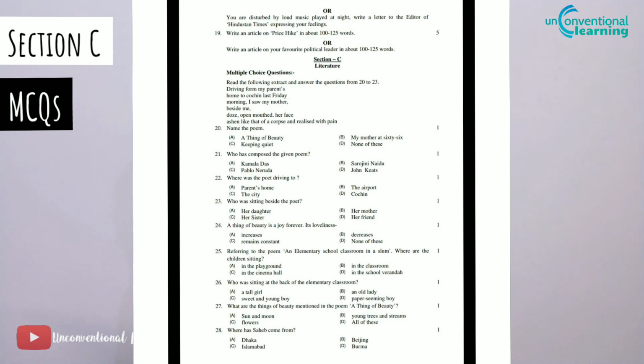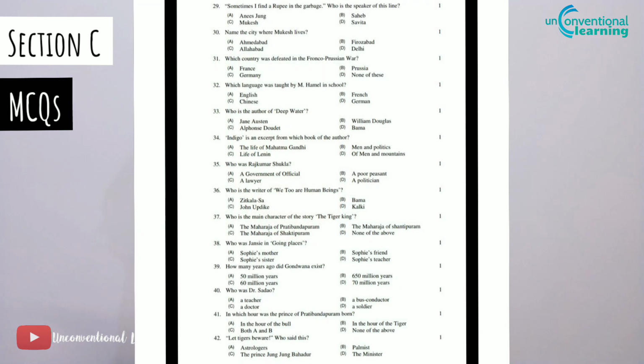Then the 24th number question. Think of beauty is joy forever. Its loveliness increases, decreases, remains constant, or none of these. So these are the types of question which will be asked, and from every chapter you have a question. From Elementary School there is one question, two questions. From Think of Beauty there are 2. From Sahib Lost Spring there are 1 or 2.